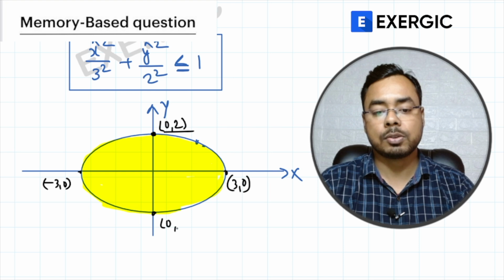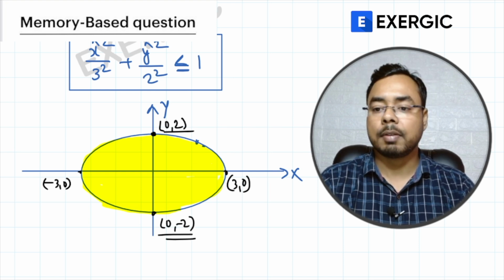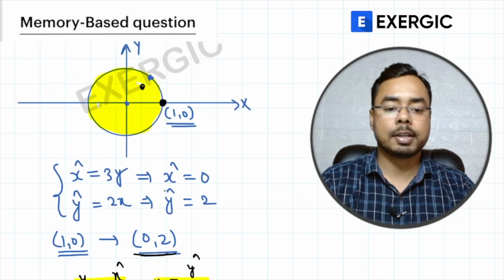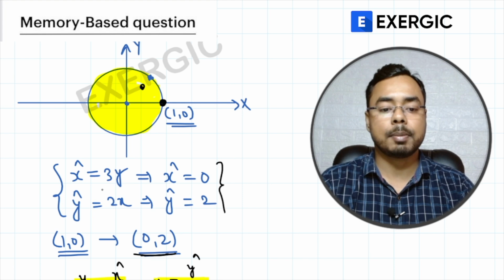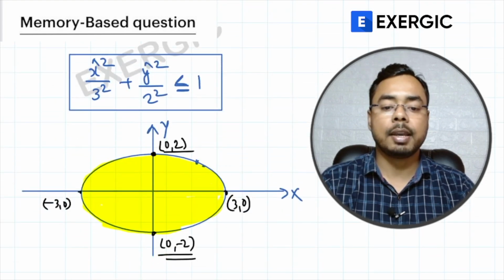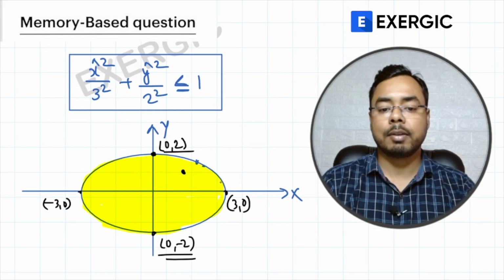0 2 and 0 minus 2. So you can see that all those points are on the circle, right? If I take any point on this circle and do the transformation, x cap is 3y, y cap is 2x, then I will get another point which will lie on this ellipse, right? So the collection of all those points will give us this locus.